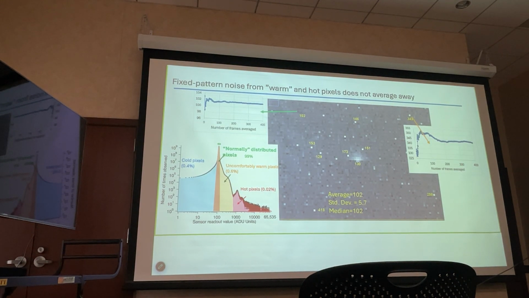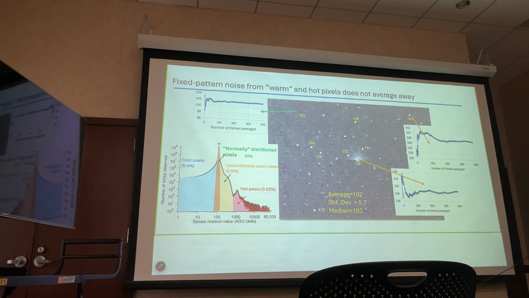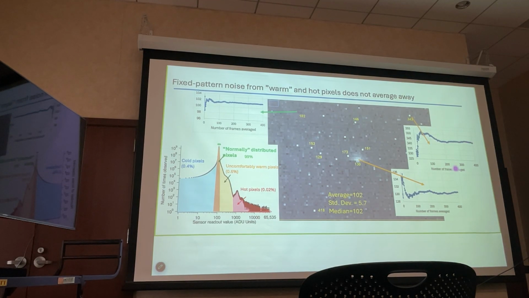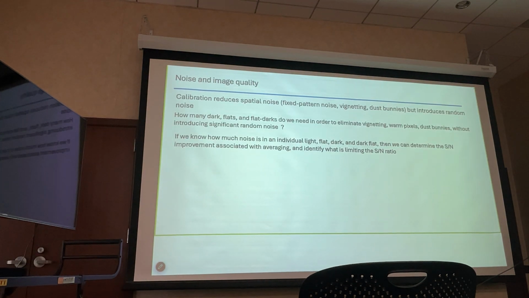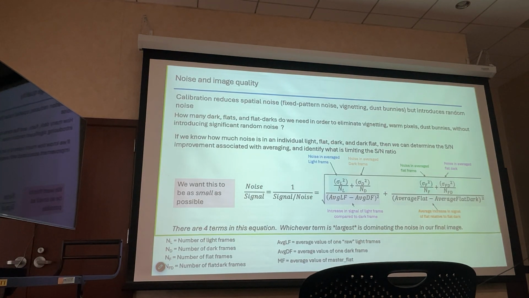So anyway, this just shows, again, if I look at these particular pixels as a function of the number of frames that I average, how do they change? And again, the important point here is simply that these don't average away. They average to 340 or 130, even this whole region, they simply don't average away.